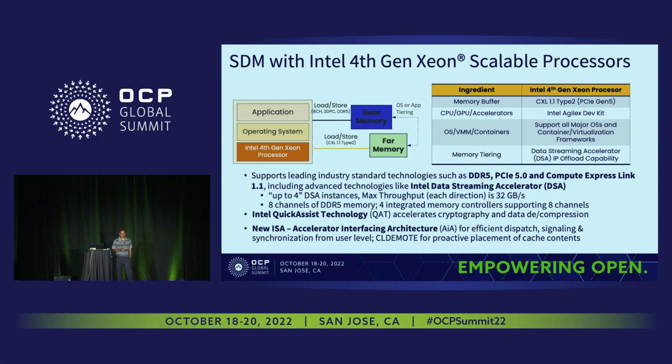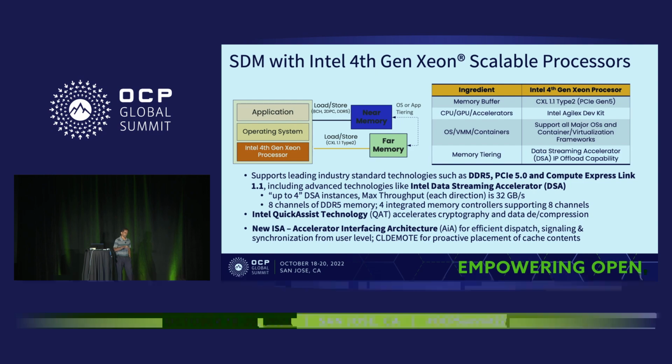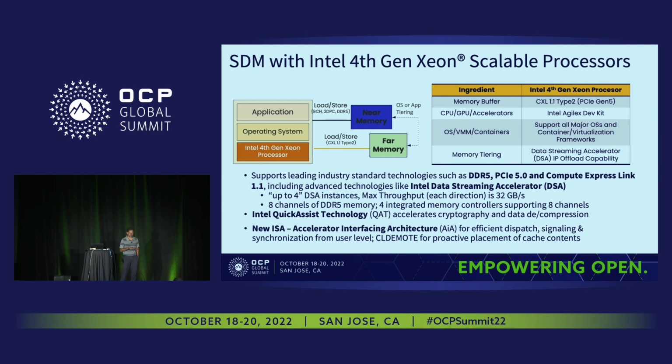Data streaming accelerator is one example. We also have the QuickAssist accelerator that can do encryption, compression and decompression. So in case you want to store the data, you could compress it in the far memory and then decompress it when you want to process it. So that type of flexibility does exist.